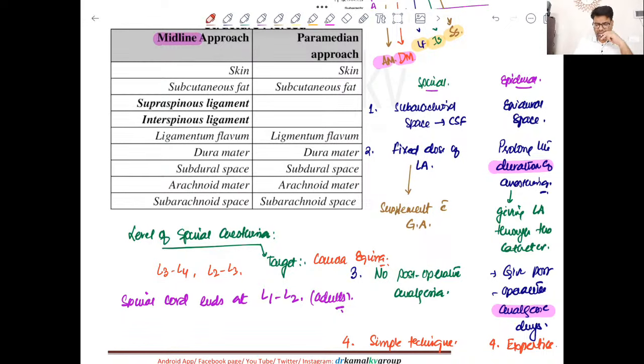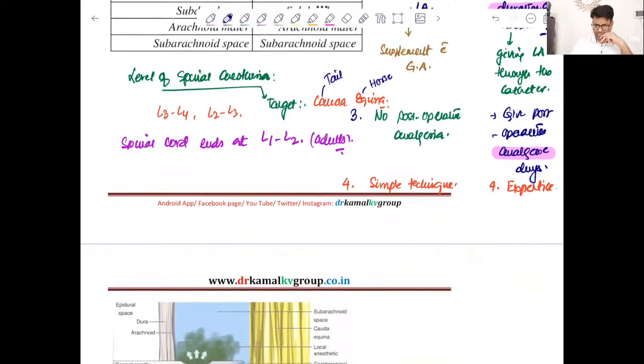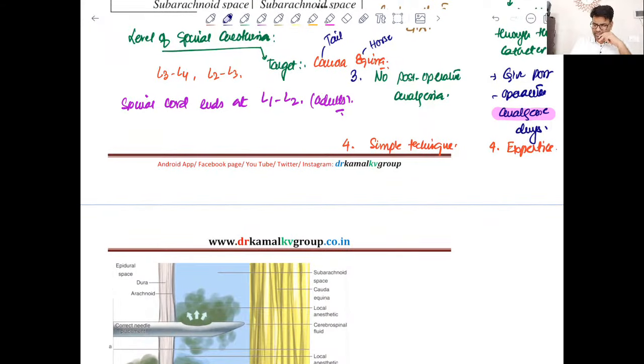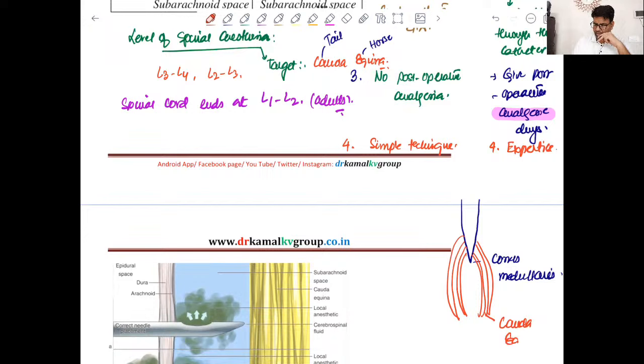And cauda equina are actually all those nerve roots. The word cauda is tail, right? And equina is actually horse. So all those nerve roots, if you can just see the anatomy, like suppose if this is the terminal point of spinal cord, this is known as conus medullaris, right? And then all the nerve roots, they emerge, they are placed something like this, right? And since they appear like a tail of a horse, this is known as cauda equina.